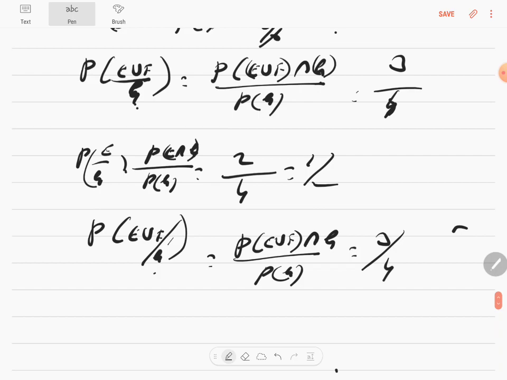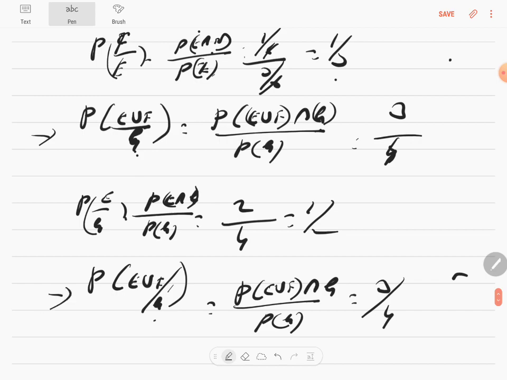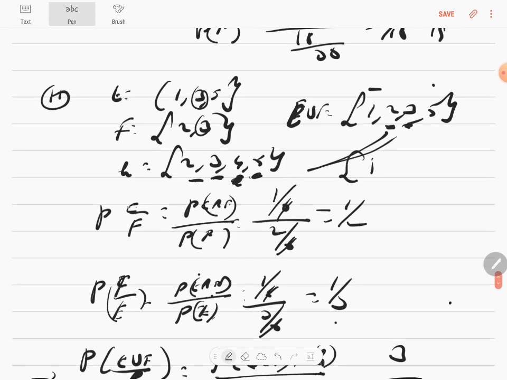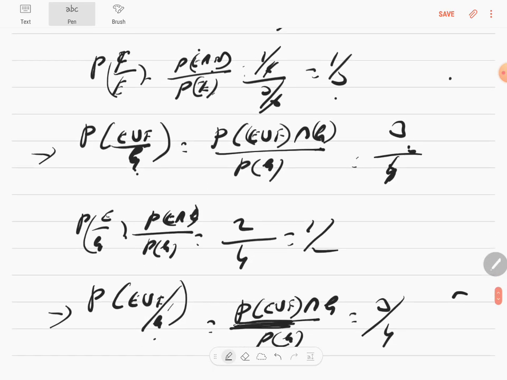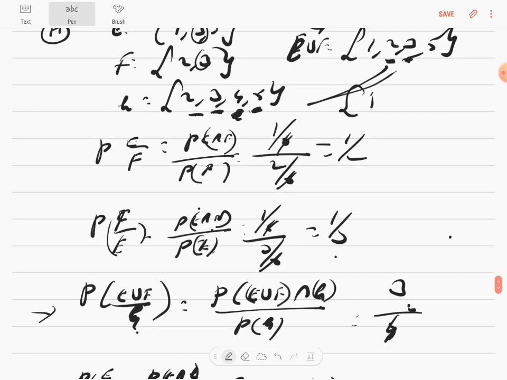Did we do something? G by E. Isn't this the same as this? This is E intersection F. Oh, this is union. Union means you have to write everything. No, in the question it's E intersection F. The first one was E union F by G. This one is P of E. Oh, what we did was union. But this is the intersection. We did union twice.